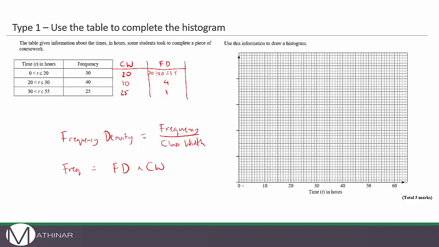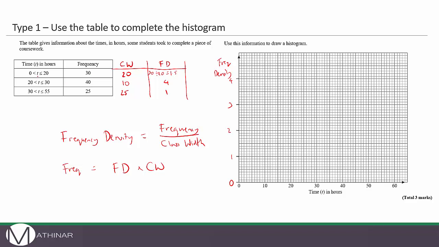Now I need to mark out the numbers on the frequency density axis. Frequency density will go on the y-axis of the histogram. The maximum value is 4 and I must start at 0. So I think I'm going to go 0, 1, 2, 3 and 4. And now I'm ready to plot the histogram.